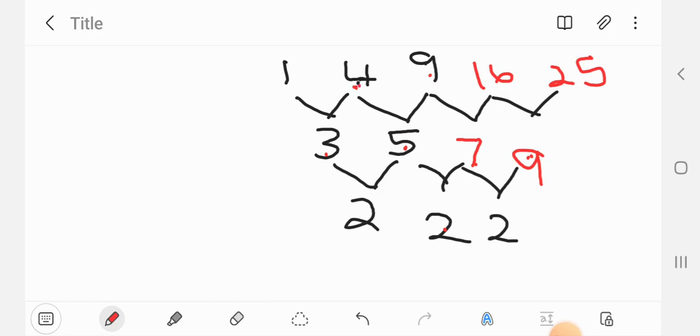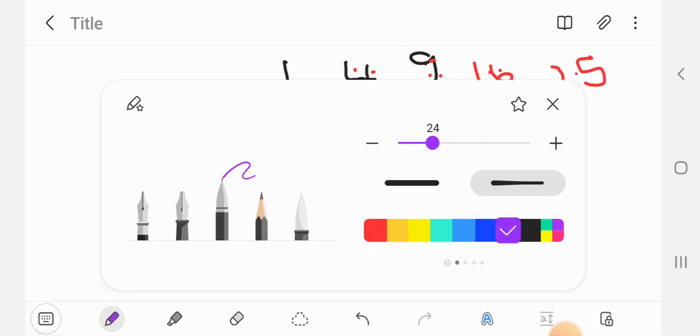We first 4 minus 1, we got 3. And then 9 minus 4, we got 5. So we'll say 1 plus 3 equals to 4, right? And then 3 plus 2 equals to 5. So 4 plus 5, they give us 9. And then 5 plus 2 equals to 7. And then 9 plus 7 equals to 16. And then 7 plus 2 equals to 9. And then 16 plus 9 equals to 25. So that is how we do this pattern, okay?